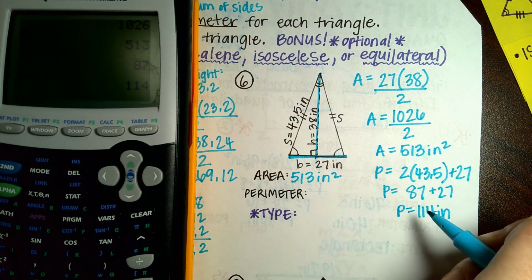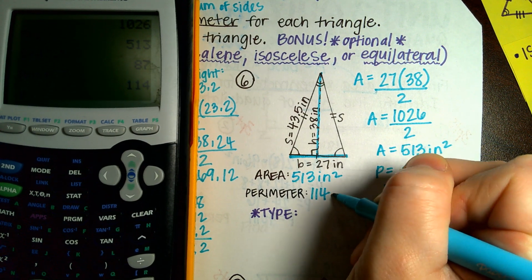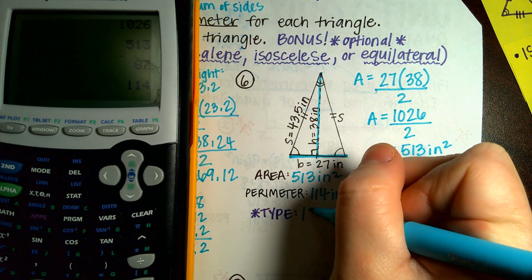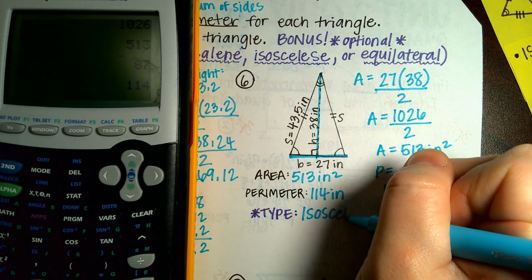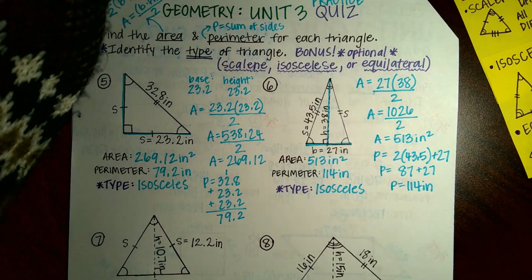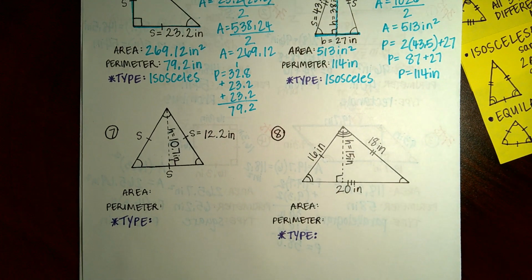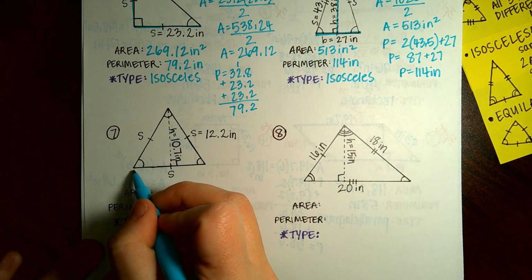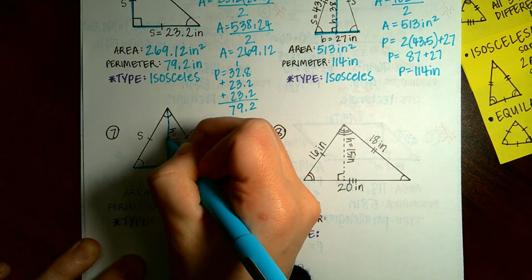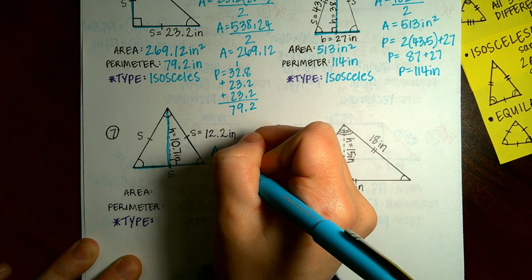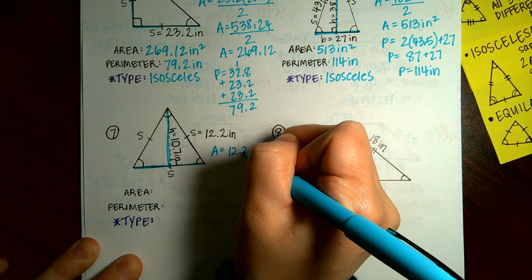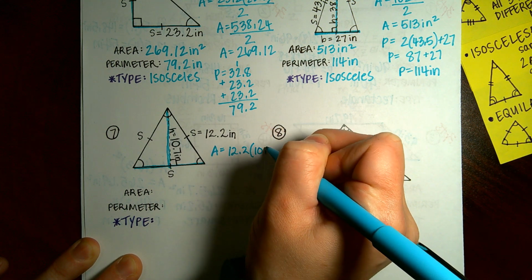Same perimeter, good. And then our type here, we've got two sides the same, isosceles again. Perfect. This one. Two times.